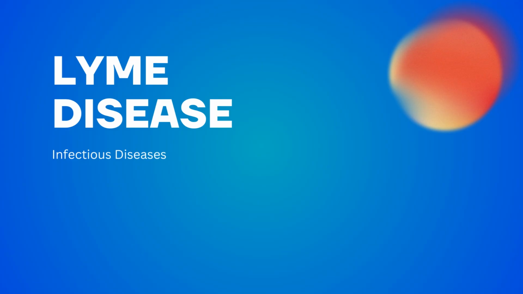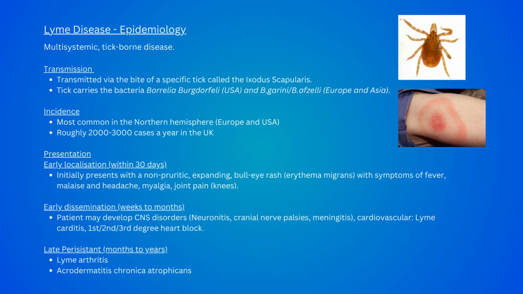So today we're going to be learning about Lyme disease. Lyme disease is an infective disease that is a multiform tick-borne disease. It is typically caused by the bite of a specific tick called the Ixodes scapularis. This can be seen in the picture above of the white insect. This tick carries a bacteria called Borrelia burgdorferi, and this is commonly found in the northern hemisphere.